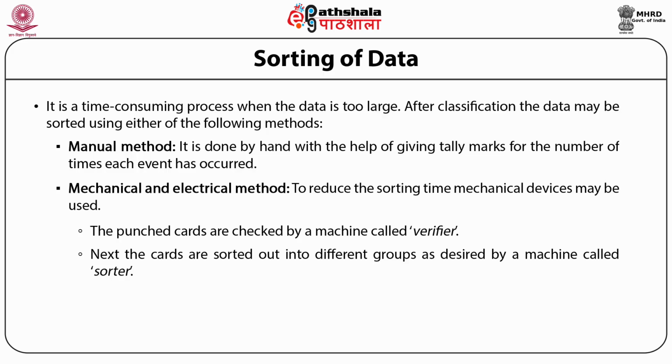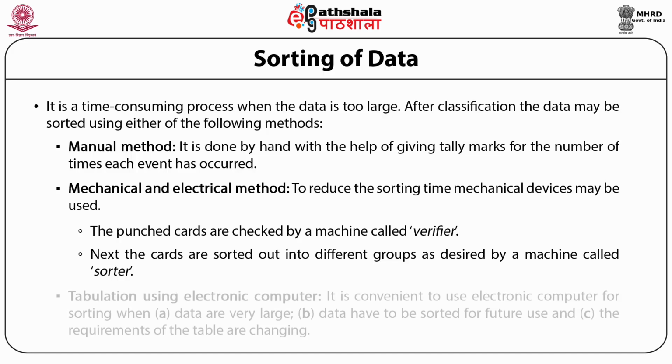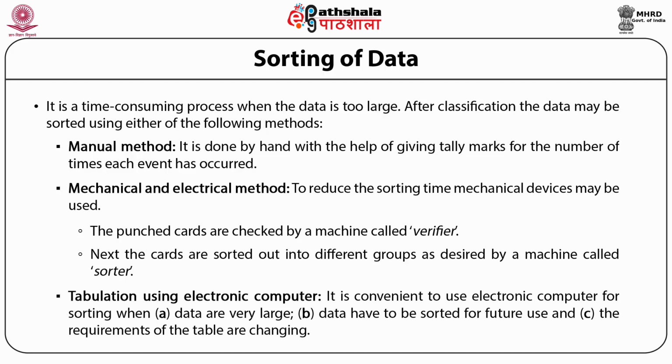The same card may be sorted more than once for completing tables under different titles and tabulating using an electronic computer. It is convenient to use an electronic computer for sorting when, number 1, data are very large; number 2, data have to be sorted for future use; and number 3, the requirements of the table are changing. Such tabulation is less time consuming and more accurate than the manual method.